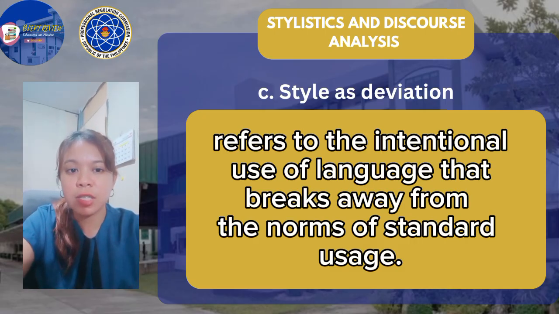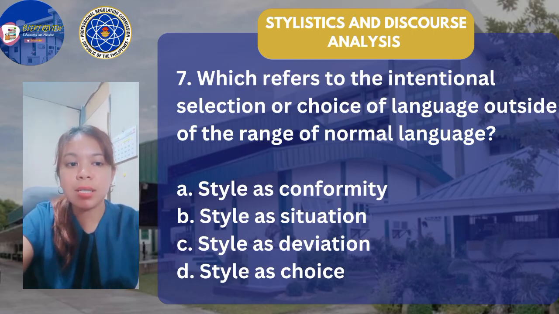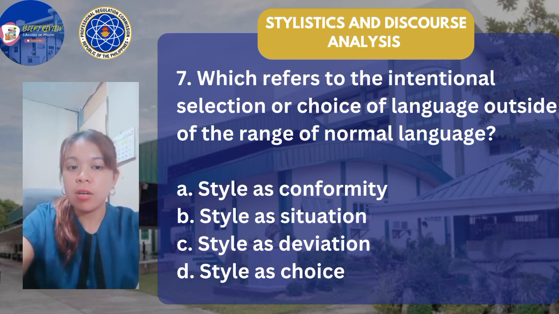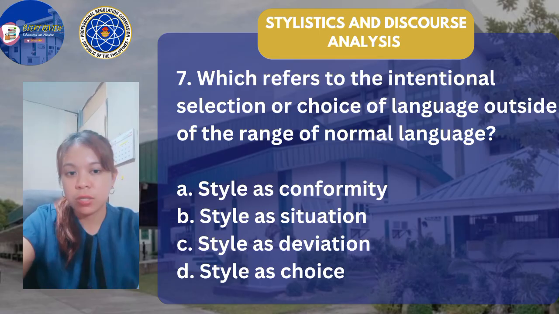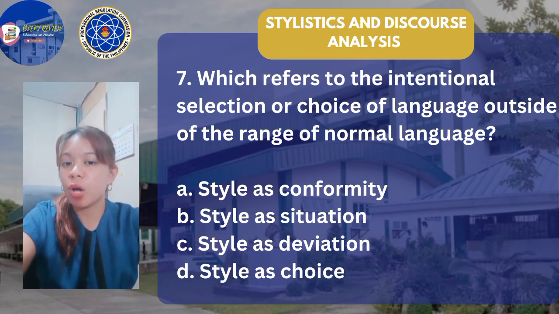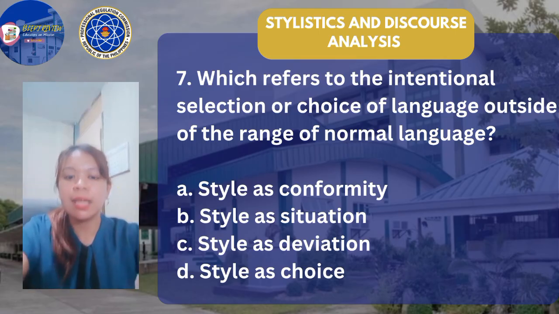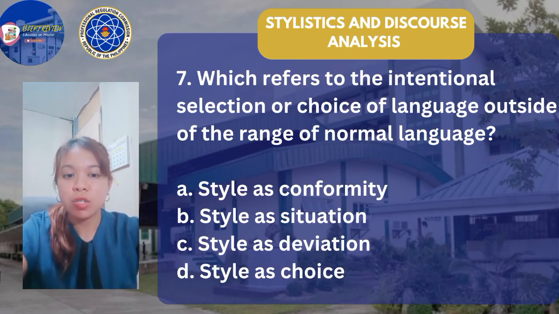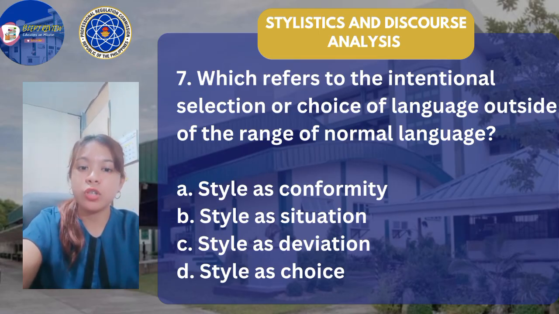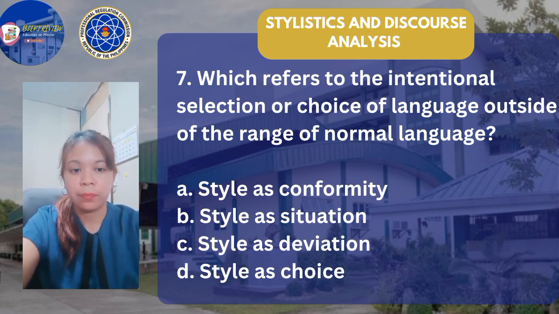Now, we are going to the incorrect answers. Those are the style as conformity, using language that follows linguistic norms. It is the opposite of deviation, focusing on fitting in with expected usage. One, we have the style as situation. It emphasizes the language style depends on the context or settings, not on breaking norms. Another one is the style as choice. Style as choice highlights that style involves deliberate selection among language options, but it doesn't necessarily mean that those choices are out of the norm.